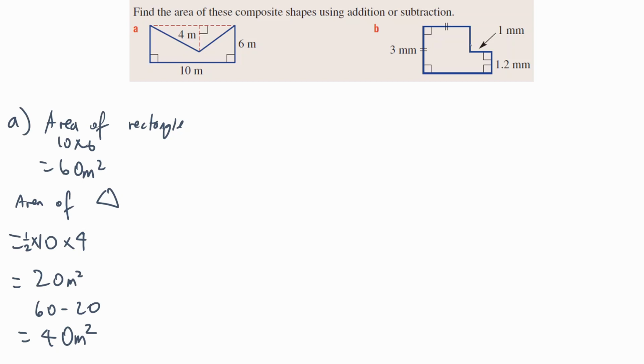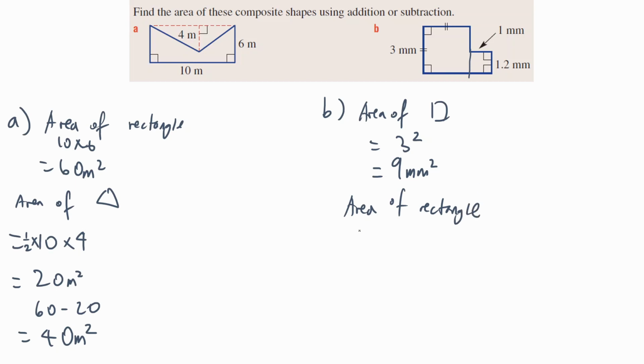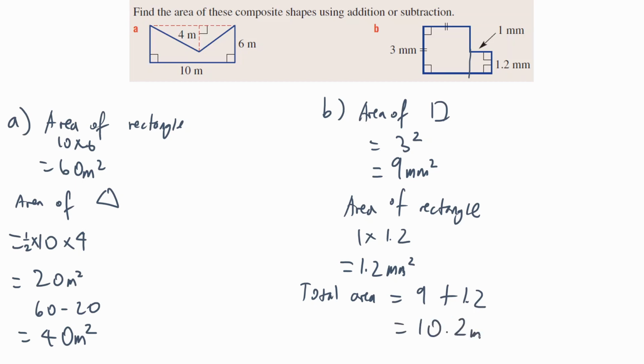This first one is a square. All sides are the same length there. So for B, for this big one, area of square will be 3 squared, so that'll be 9 millimeters squared there. And this small one on the right looks like a rectangle, so the area of rectangle is length times width, so 1 times 1.2, and that will give me a value of 1.2 millimeters squared. We're just multiplying 1.2 by 1, so you won't really need a calculator for that. And now all we do is add these two areas together, so total area is going to equal 9 plus 1.2, and that will give you a value of 10.2 millimeters squared.